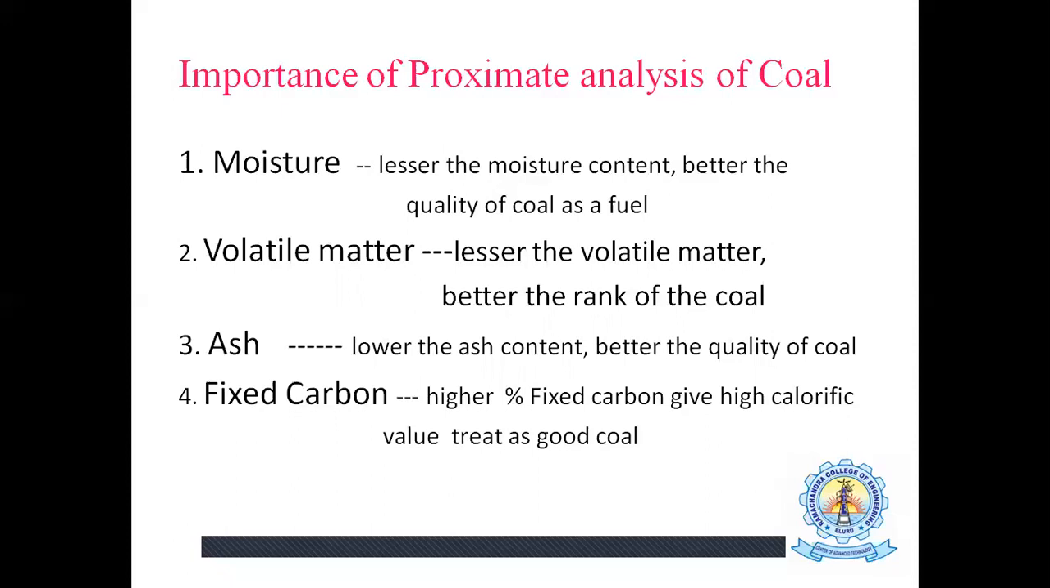In the fuel definition, fuel is a combustible material with carbon as a main constituent, which on proper burning liberates a large amount of heat energy that may be used for either domestic or industrial purposes. That means carbon is the main constituent. So when we have a high carbon percentage, that gives high calorific value, and that may be treated as a good coal.